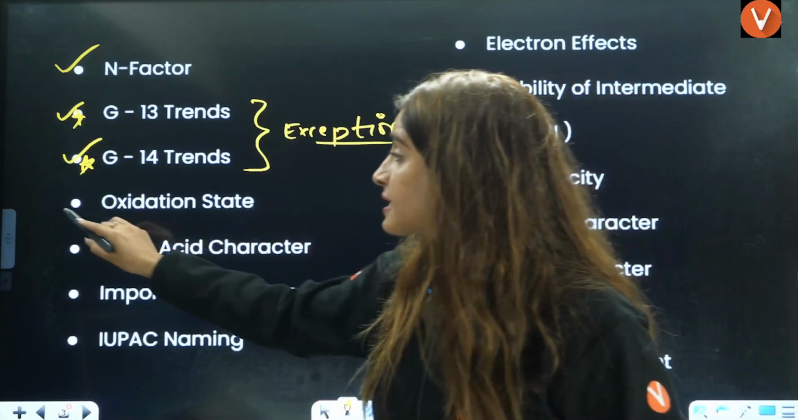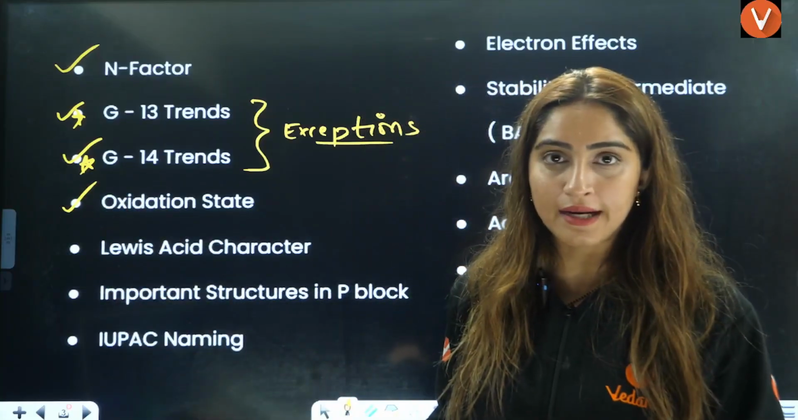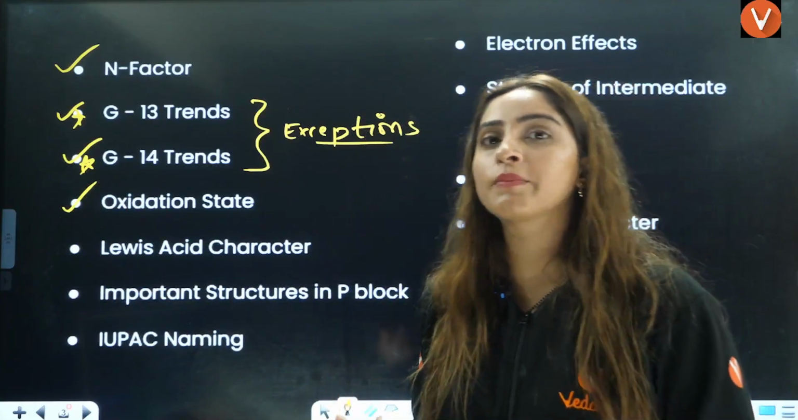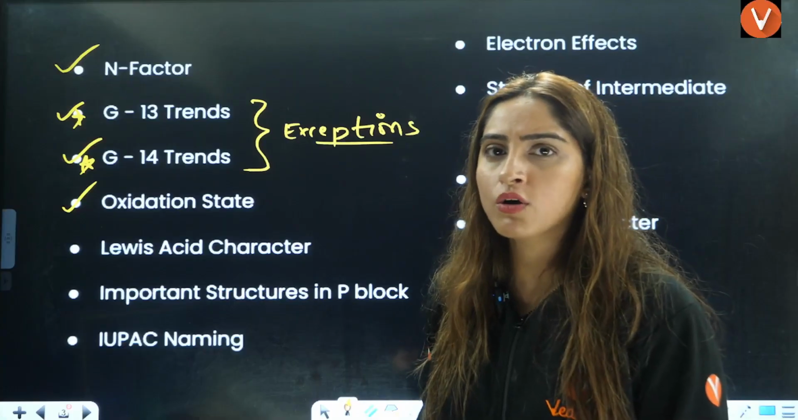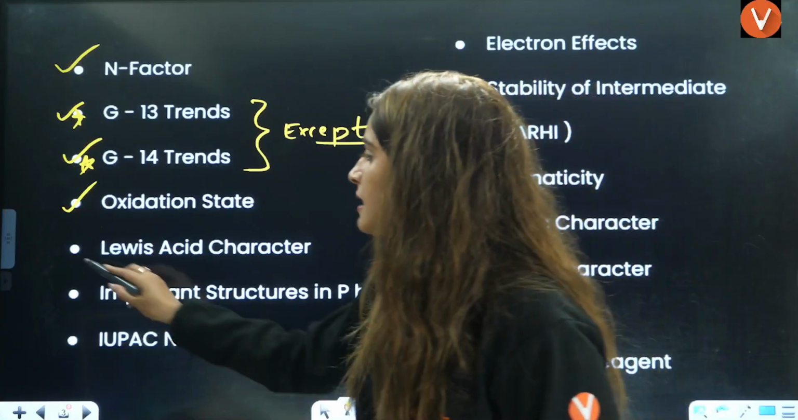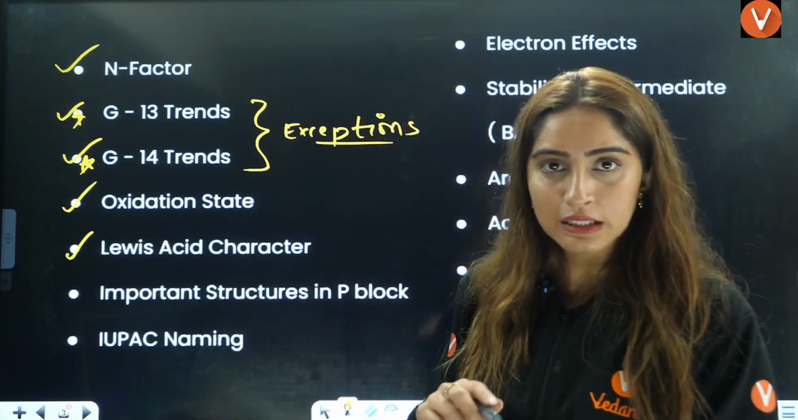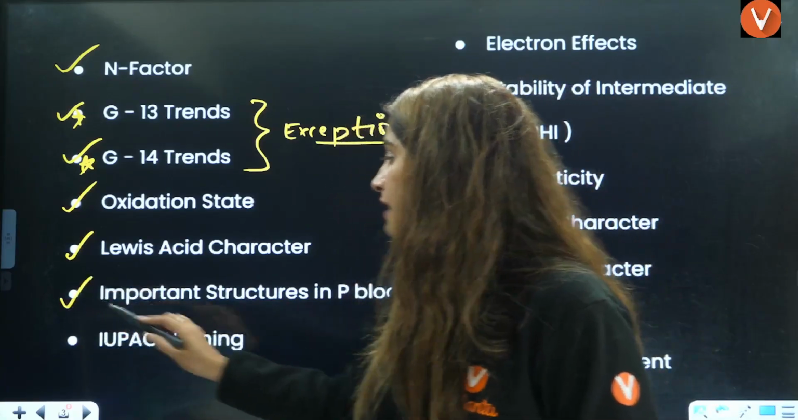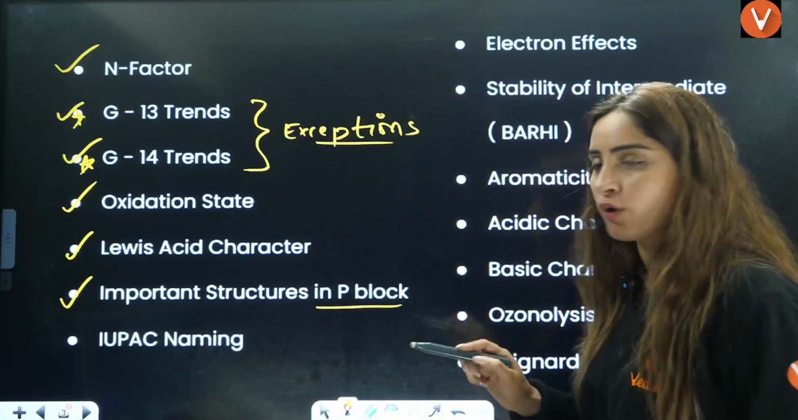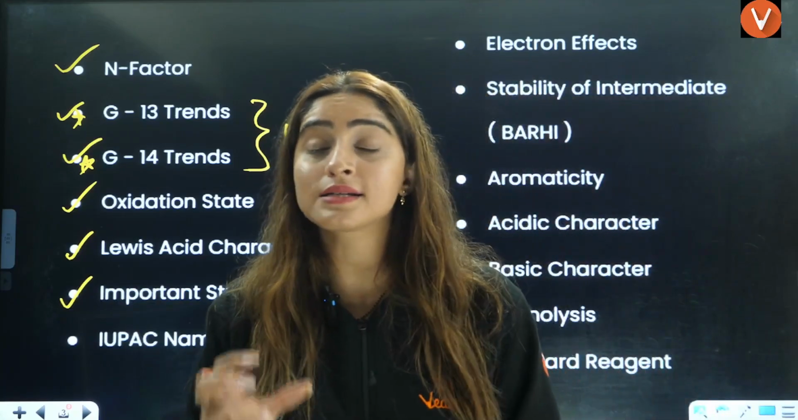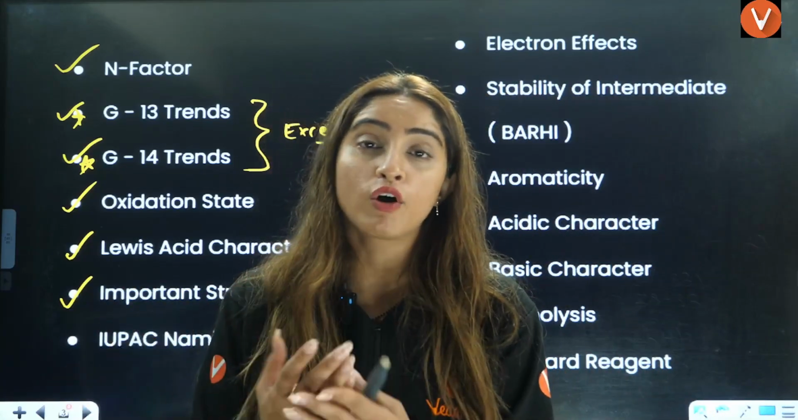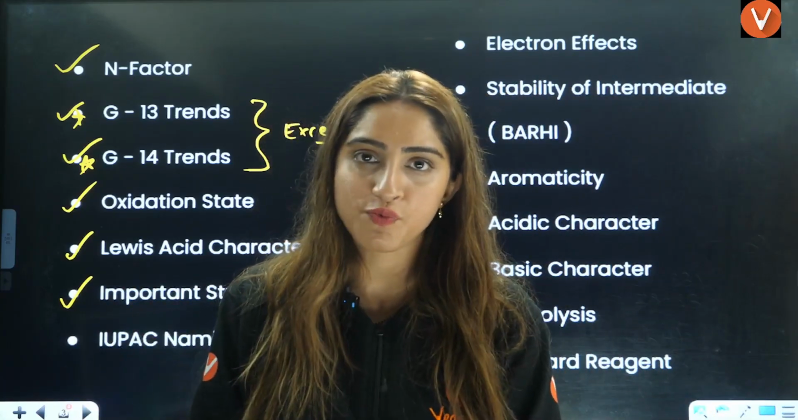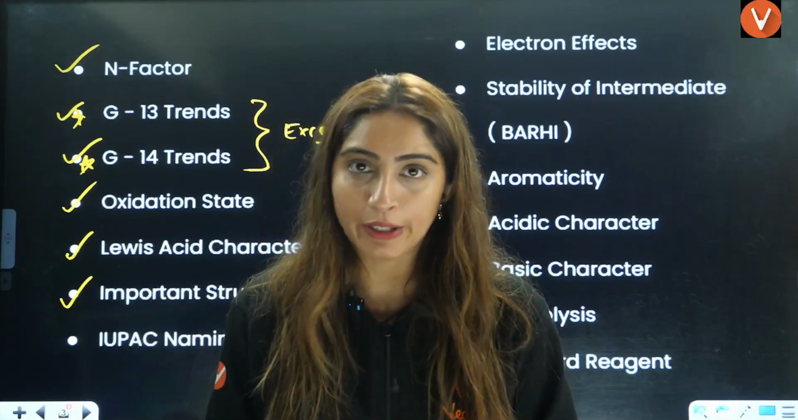Okay, next is oxidation states, right? Different, which is stable, which is unstable oxidation state, all these things, right? Then Lewis acid character, Lewis basic character also, right? Important structures in P block, right? So there are some structures in P block like oxo acids of phosphorus. These are extremely important to you, right?